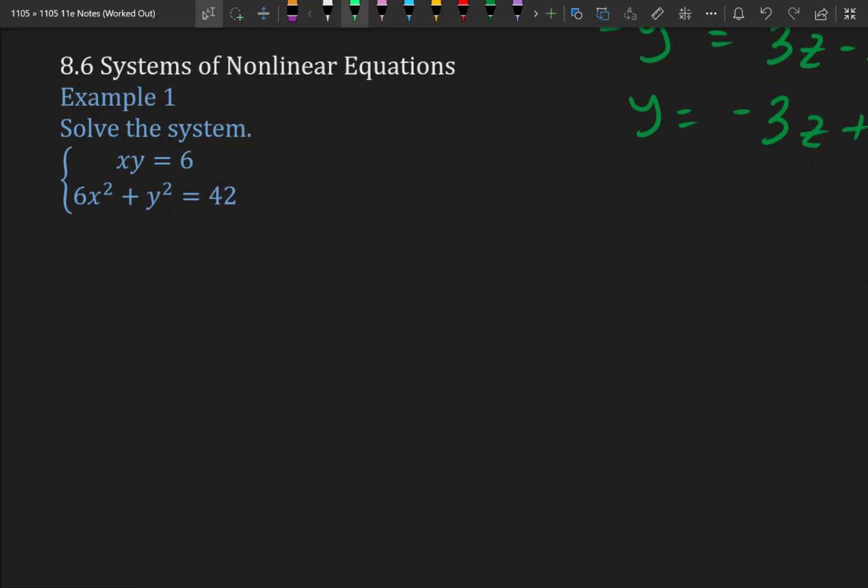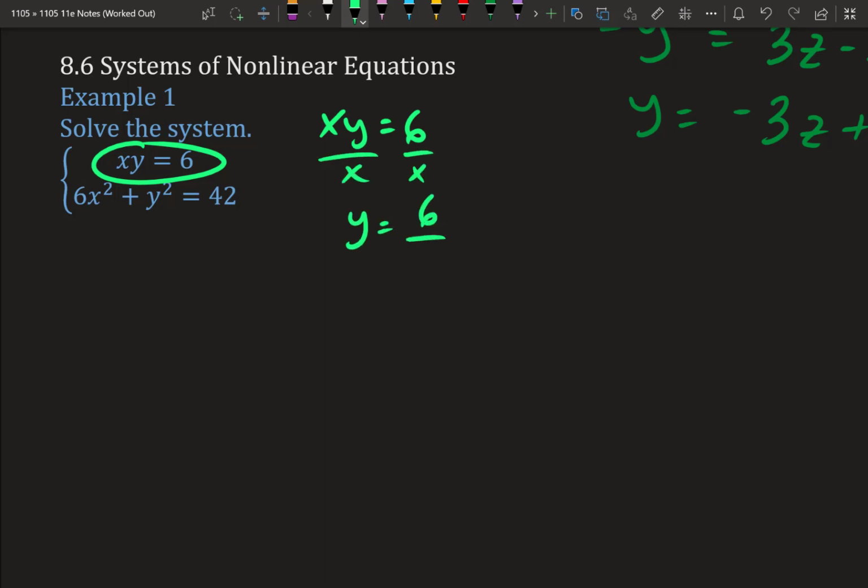So I need to solve for one variable in any equation. I'm looking at the top one. I can solve for something there because I just got to divide. Solve for x, solve for y, it doesn't matter. But you know what? I'm going to solve for y, and you'll see why in a minute. So to solve for y, divide by x, we get y equals 6 over x. Now I'm going to substitute this in for y. You see how there's nothing in front of y squared? That's actually why I solved for y.